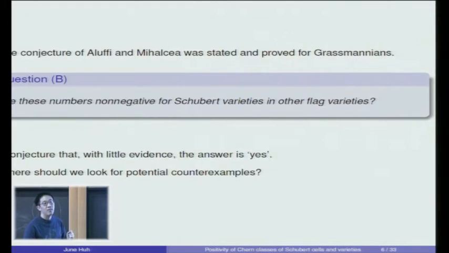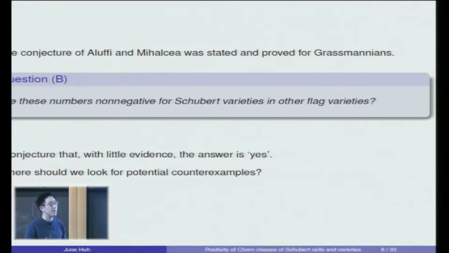And then I figured out that my argument only works for Schubert varieties in Grassmannians and not for Schubert varieties in more general G mod P or G mod B. So I'm going to show you what kind of special property I need to make my argument work for Schubert varieties in Grassmannians. So the obvious question you could ask is whether these numbers, the same numbers, are non-negative for Schubert varieties in other flag varieties.